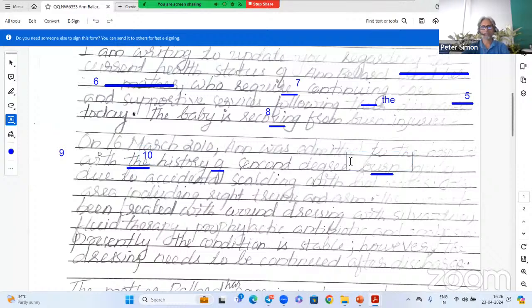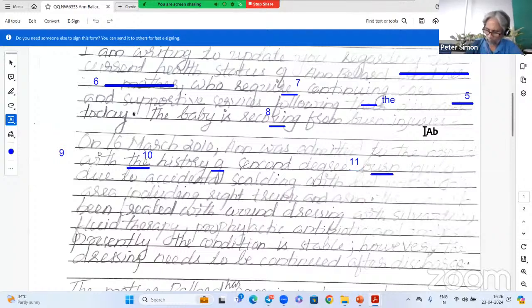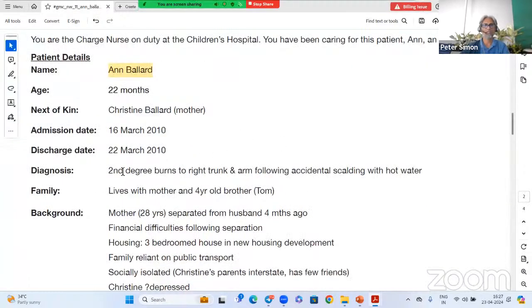And this is number 11. A history of second degree burns. It is not one burn, multiple burns will be there. One burn only, second degree burns. S should be there. Second degree burns, see here. You have to remember these things.